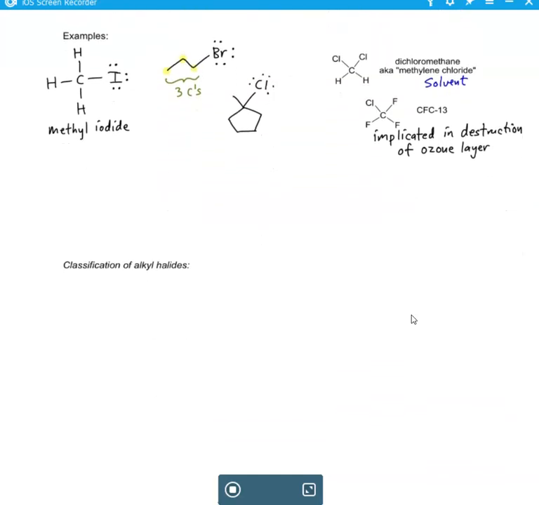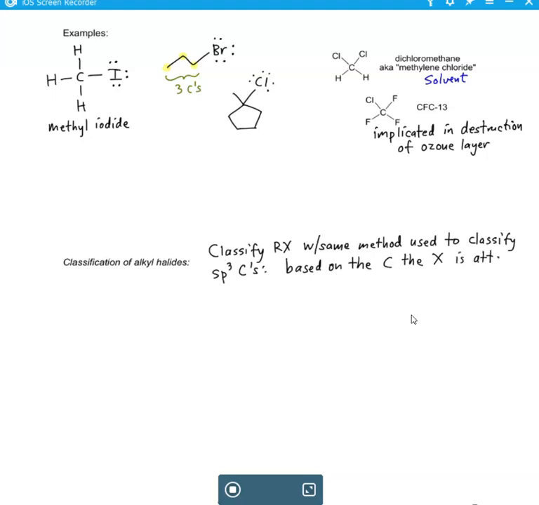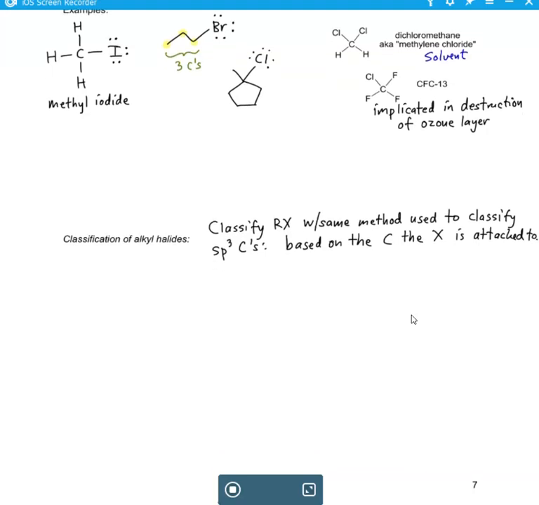We can classify alkyl halides in the same manner that we classified sp3 carbons. So classify RX, alkyl halides, using the same method that we use to classify sp3 carbons. Our classification is going to be based on the carbon that the halogen atom is attached to. Let's look at some examples of this.